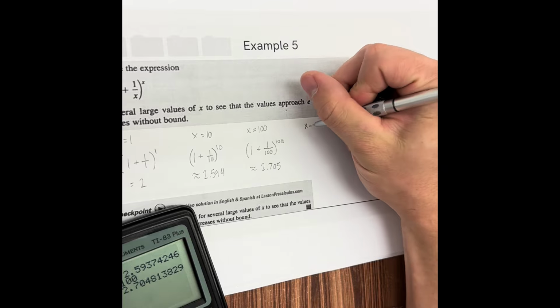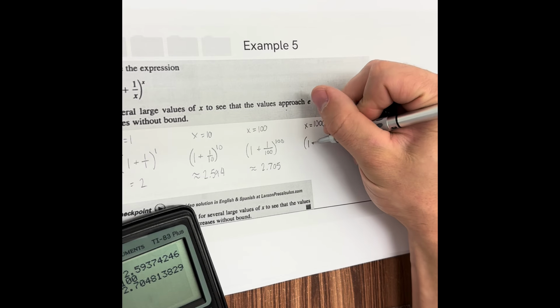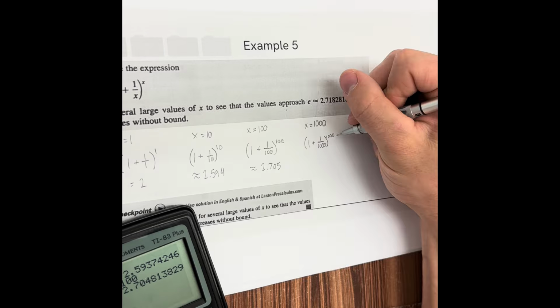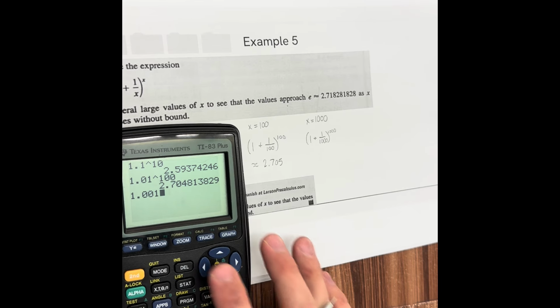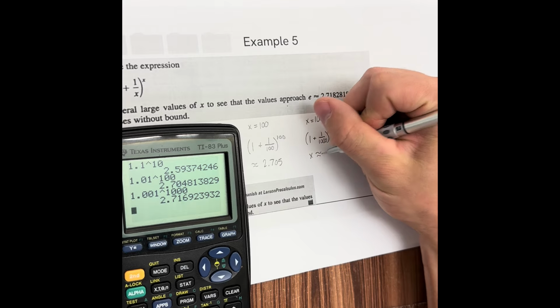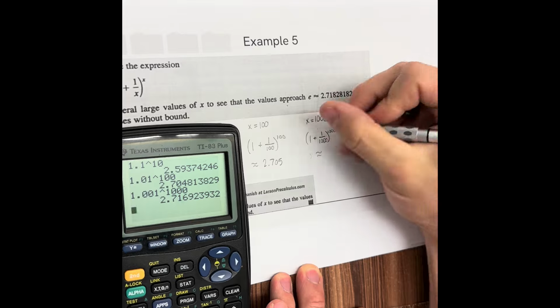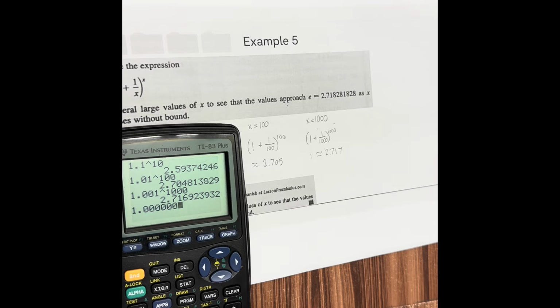Now let's try just one more time. x equals 1,000. So we have 1 plus 1 over 1,000 to the power of 1,000. So this time we have 1.001 to the power of 1,000. We get our answer is approximately 2.717. All right, I'm going to stop it there, but you can see it getting extremely close. Maybe I'll just try one more example, but I'm not going to write it down.